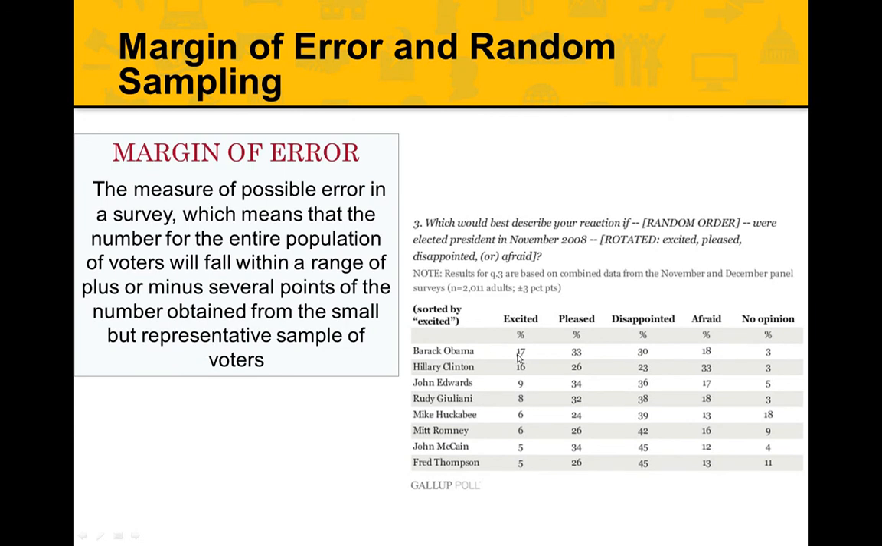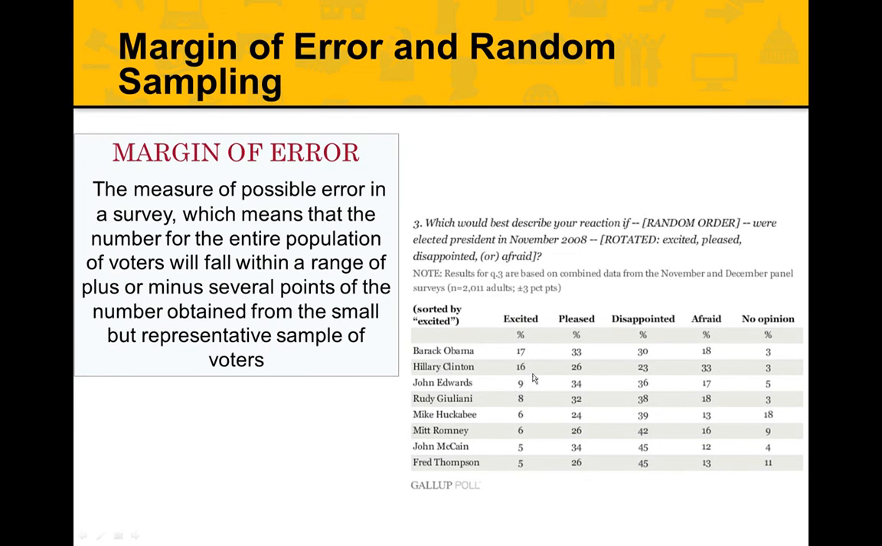So what this is saying is that in the sample we took, 17% were excited about Barack Obama, and that is representative of the entire population with a margin of error of plus or minus 3%. So statistically, if we were able to talk to every single person in America, this number would fall somewhere between 14% and 20%. So that's what that plus or minus is. The bigger the plus or minus, the less confident you are about the survey. The smaller the number, the more confident you are about the survey.